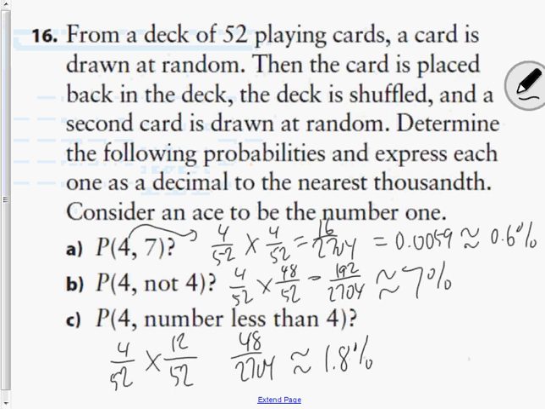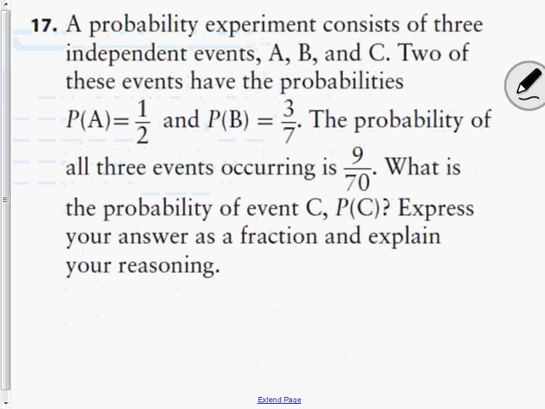Is that the last question? One more? Okay. And the last question says, a probability experiment consists of 3 independent events, A, B, and C. And an independent event simply means that what happens in that event is not influenced by other different things. Like, for example, pulling a card out of a deck and then pulling another card out. That's the second time you draw, it changes the probability of an occurrence because there is one less card in the deck. But 2 of these events have probabilities of 1 out of 2 and 3 out of 7.